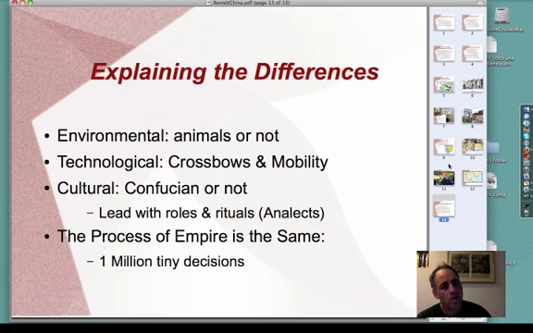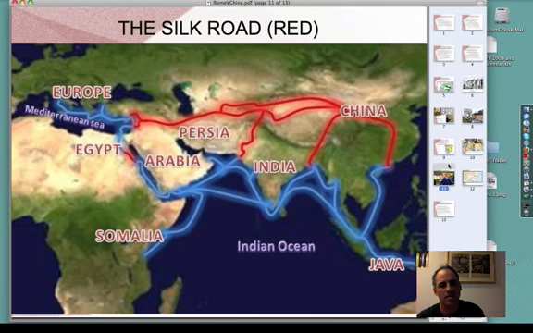Whereas in Rome you have animal husbandry together with growing of crops. The other argument that's made is about technology. The Chinese have a better harness for their horses, and they're able to plow better.